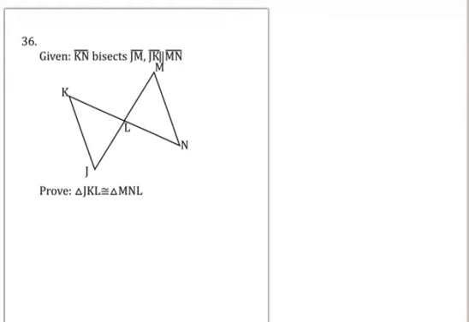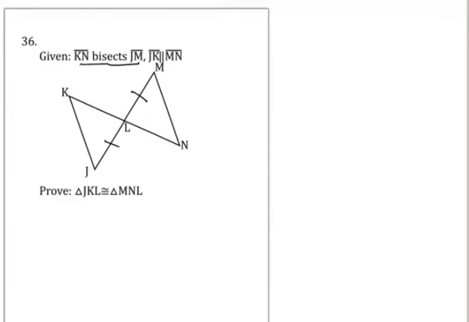But the first thing I want to do is look at my given information, mark what I know, and then I can try and figure out what I need. First thing I see, KN bisects JM. If KN bisects JM, I know that these two pieces are congruent. So I had to pull that information out of this piece.